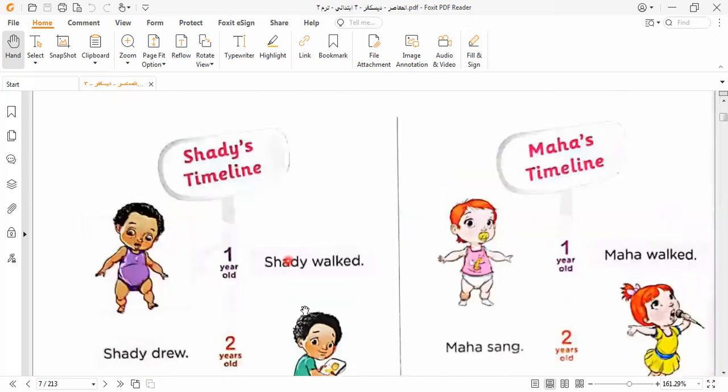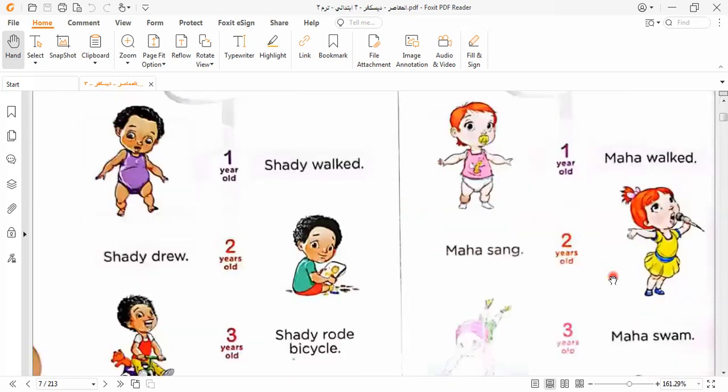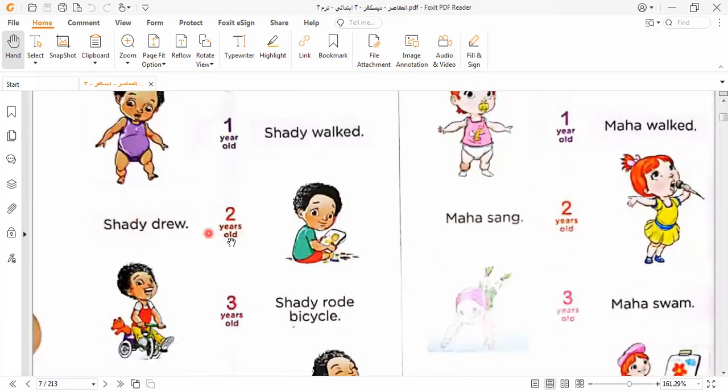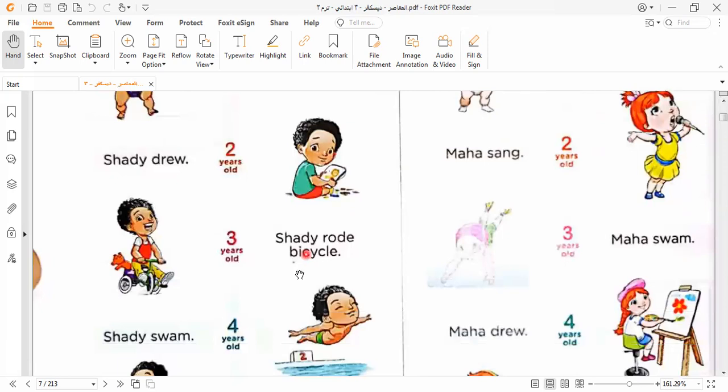At 1 year here in Shady, Shady learned to walk, and Maha learned to walk. She learned at 2 years. Shady drove, Maha sang in 2 years. At 3 years, Shady rode a bicycle.